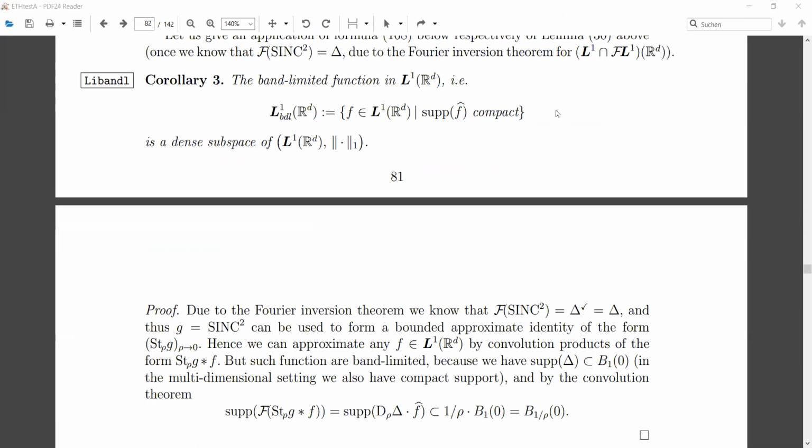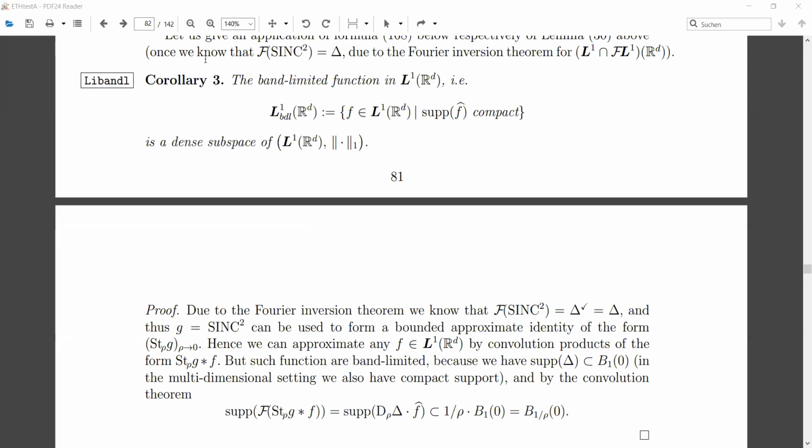So we can change the role once we have verified the inversion theorem, and can take the sinc square function as approximate unit. That means on the Fourier transform side, you're approximating by multiplying with a dilated, stretched triangular function, which gives a compact support on the Fourier transform side.